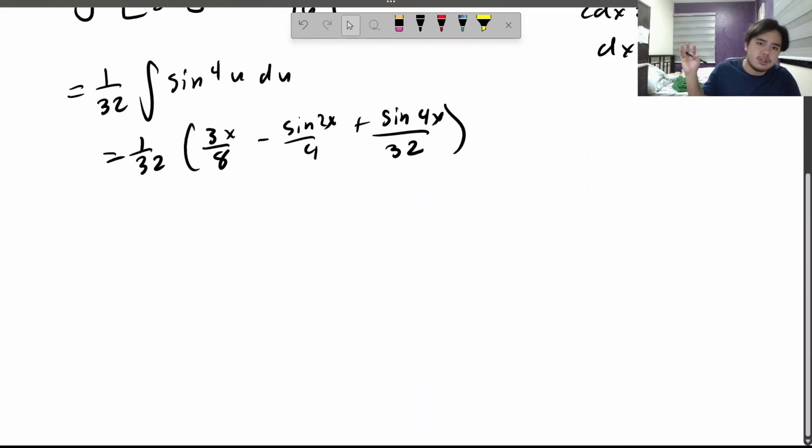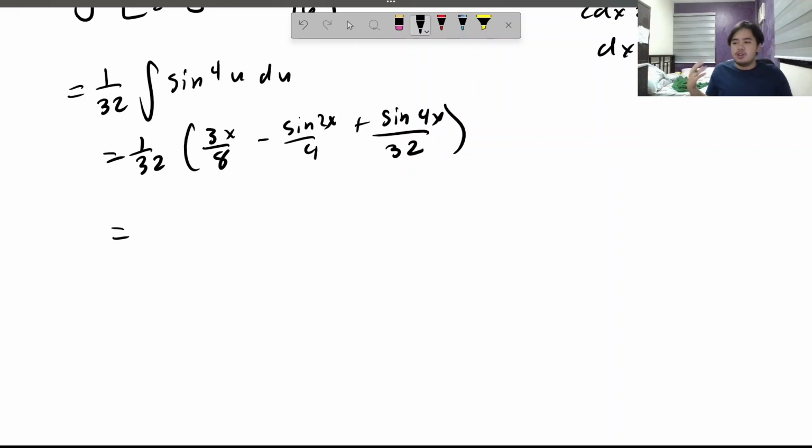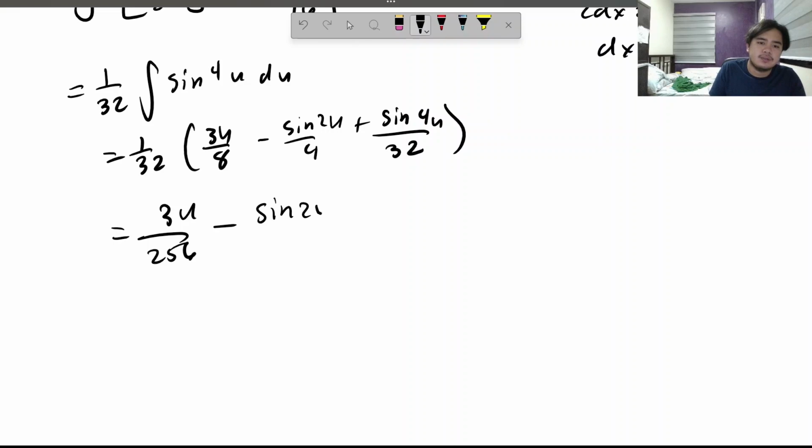Alright. Large numbers, but it's just powers of 2, so we can manage this together. This is 2 to the power 5, this is 2 to the power 3. 5 plus 3 is 8, so 2 to the power 8 is 256. So 3x over 256. 3u, not x, because now we're in the u. So this is going to be 3u over 256. Minus 32 times 4 is 128, so sine 2u over 128, plus sine 4u over 1024.